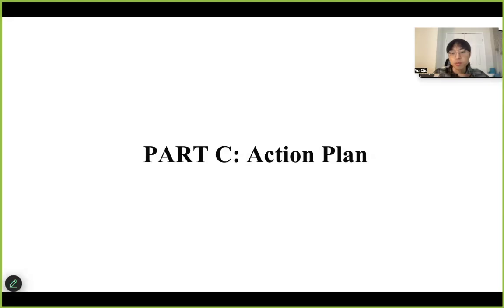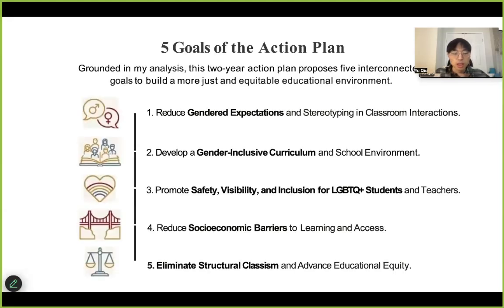Now I'm going to talk about my action plan. So I have 5 goals for my action plan. My action plan is 2 years, and there are 5 key goals to build a more equitable educational environment.